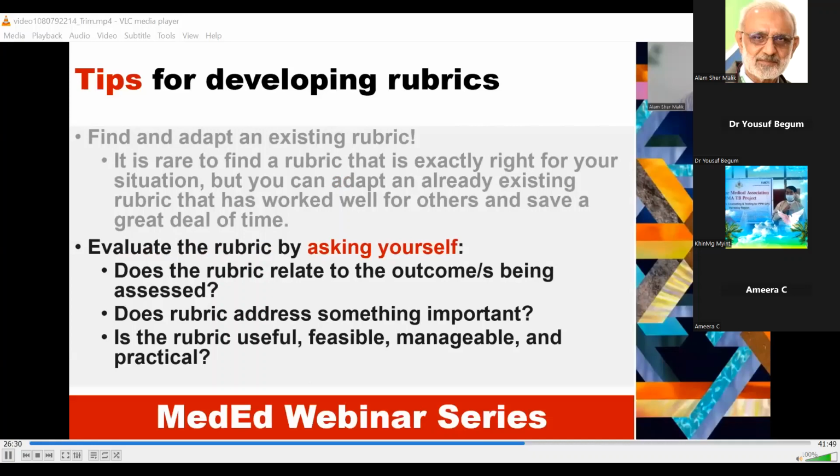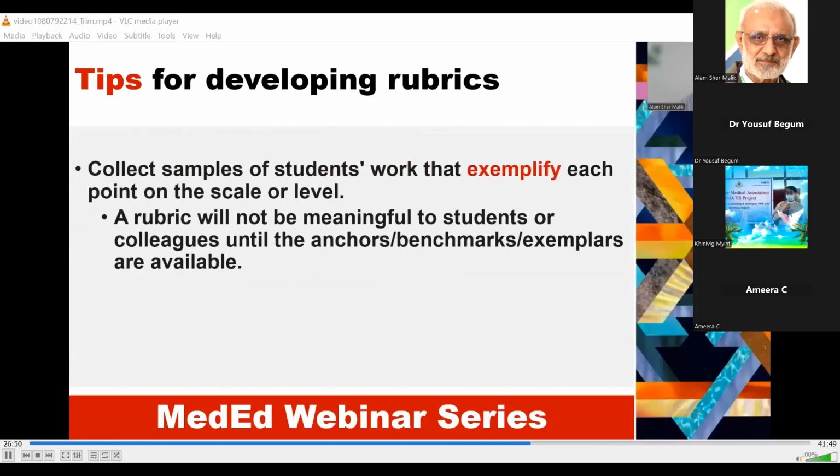Evaluate the rubric by asking yourself: does the rubric relate to the outcomes being assessed? Does the rubric address something important? Is the rubric useful, feasible, manageable, and practical? Collect samples of students' work that exemplify each point on the scale or level. A rubric will not be meaningful to students or colleagues until the examples are available.